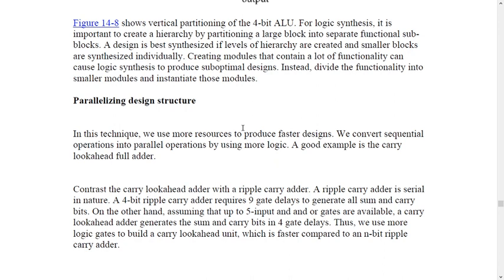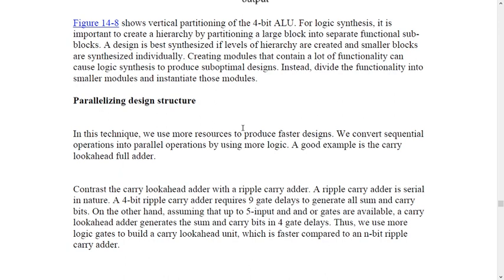I can go for the operations. I don't want to waste my signals. I don't want to waste my variables. In such a way I can improve my results, improve my synthesis, improve my optimization. So that is with respect to parallelizing the design structure.